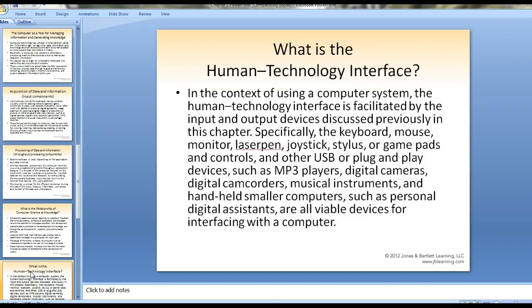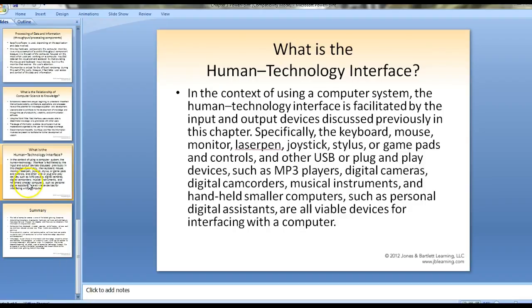I type an email on my keyboard, I'm interfacing with the computer. I am recording this via webcam. I'm interfacing with you guys via my digital camcorder. So that is the human technology interface. When you type something in to text somebody, that is what they're talking about.